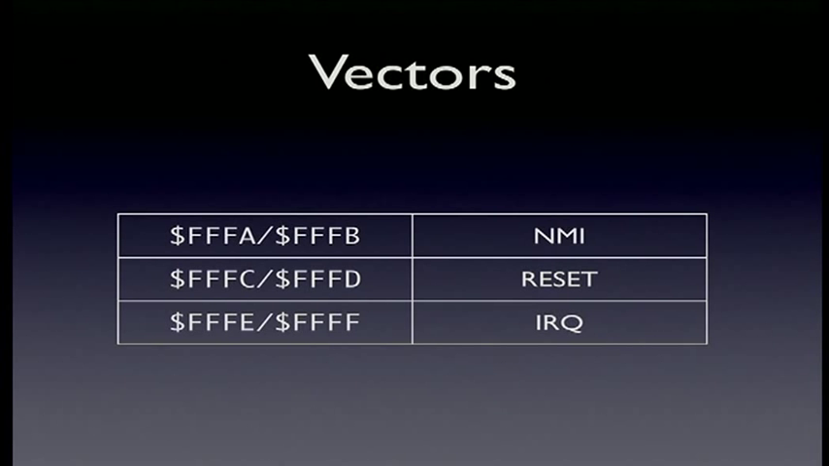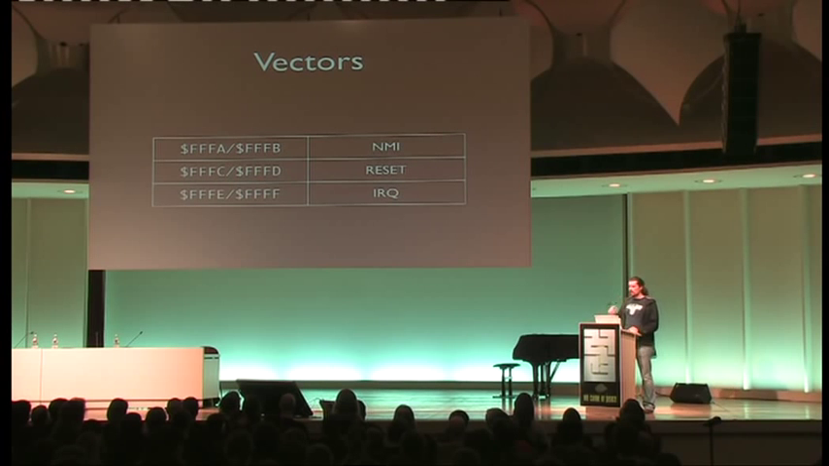So this was all the user mode kind of view. From a more systems perspective, these vectors are interesting. What happens with interrupts, with reset, and IRQ? There are three vectors at the top of the address space: for NMI, non-maskable interrupt, for the reset vector, and for the IRQ vector at the very top of memory. We'll talk about these vectors later.